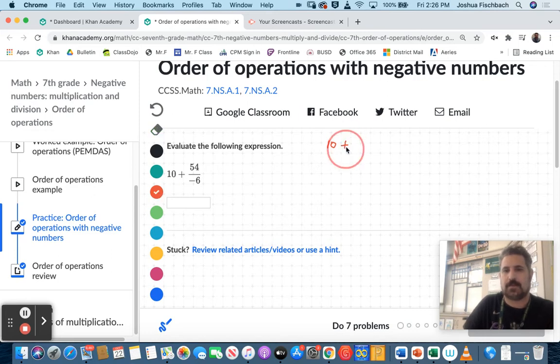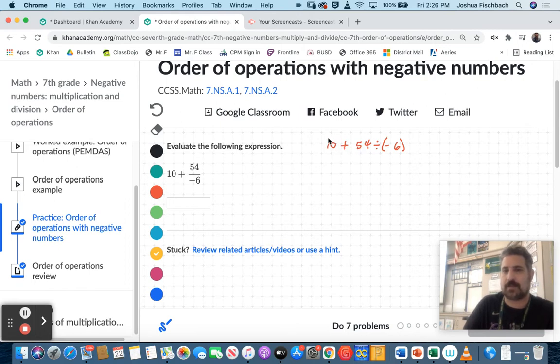All right, 10 plus the quantity of 54 divided by negative 6. These two statements are exactly the same. If you write it out this way, it might be more familiar to you than seeing it with the fraction. But in either case, the way I like to do this, I don't just do pure PEMDAS. I like to circle the terms or work within each term. So I look for addition, subtraction first as separators, and then within each of those terms, I use PEMDAS.